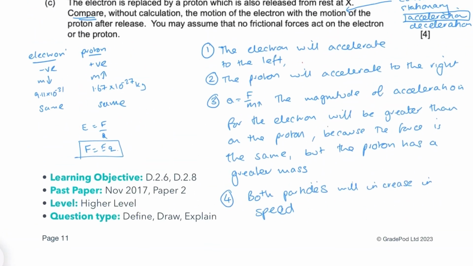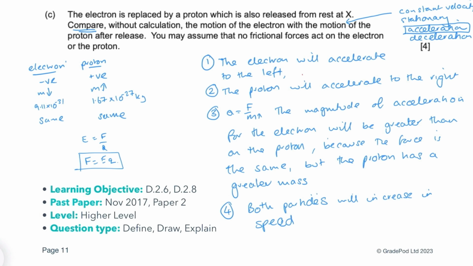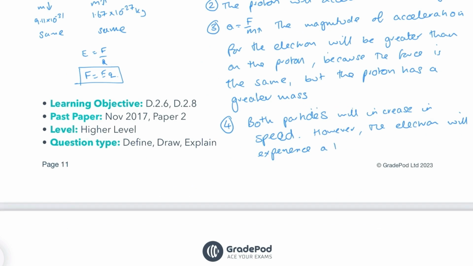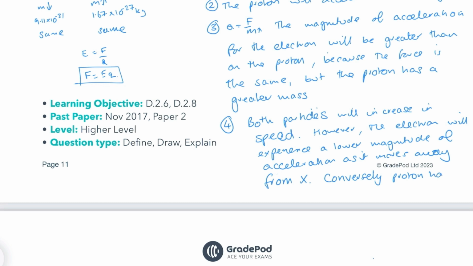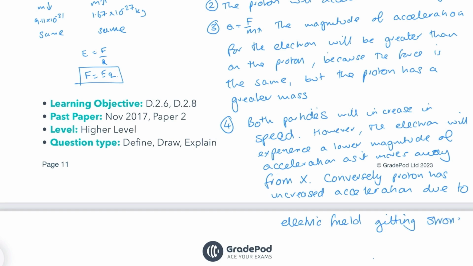So let's go back to number 4. Both particles will increase in speed. However, the electron will experience a lower magnitude of acceleration as it moves away from X. Conversely, the proton has increased acceleration due to the electric field getting stronger. I'm so sorry about my writing here.